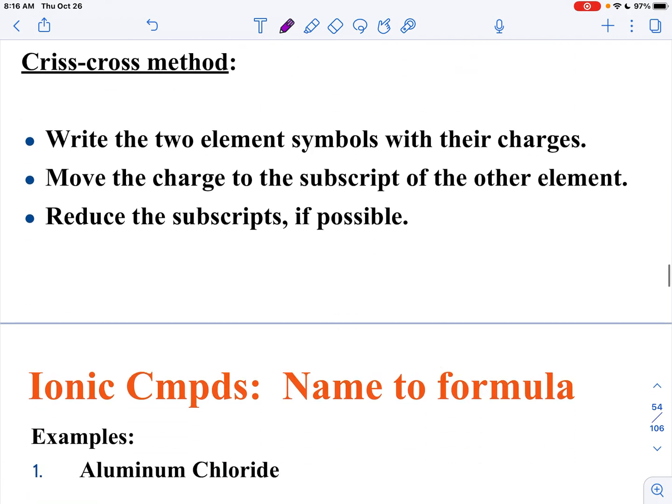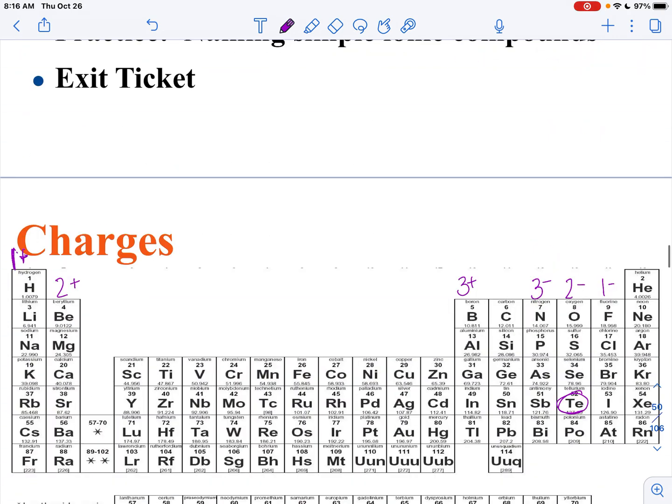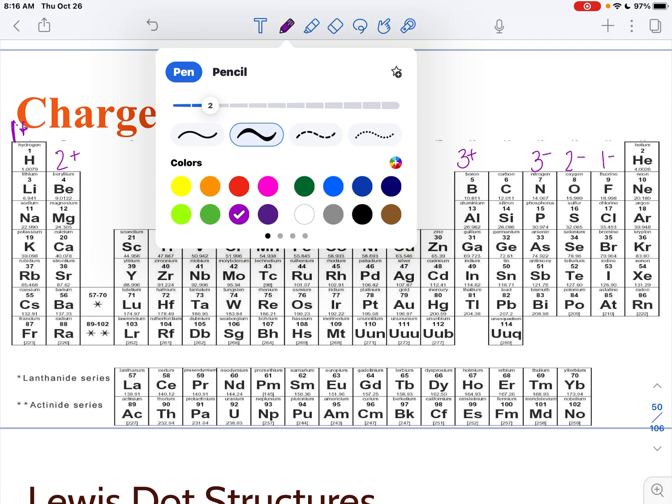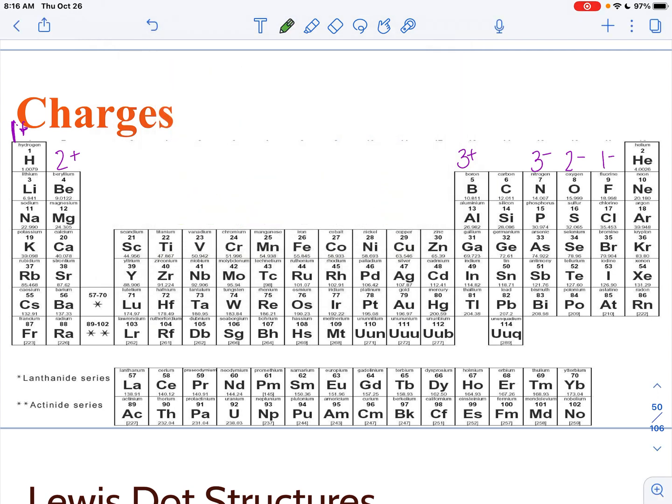Before we do the crisscross method, let's go back up here and talk about if we wanted to bond aluminum and chlorine. Aluminum is a metal, and it has 3 valence electrons. Chlorine is a nonmetal, and it has 7 valence electrons.